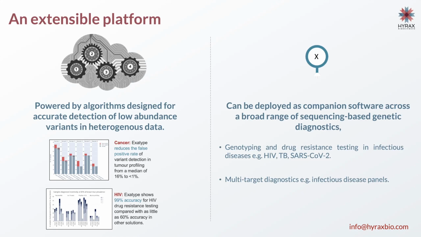We also have the ability to support multi-target diagnostics. So for example, infectious disease panels, distinguishing the presence and absence of various infections. And then, as I've spoken about previously, tumor profiling and drug susceptibility in the oncology space. So you can see there's a broad range of the types of solutions that can be deployed within Exatype, and it's an ever-expanding set of capabilities. So if you have a particular solution outside of SARS-CoV-2 that you'd be interested in deploying, please reach out and we can discuss it further.